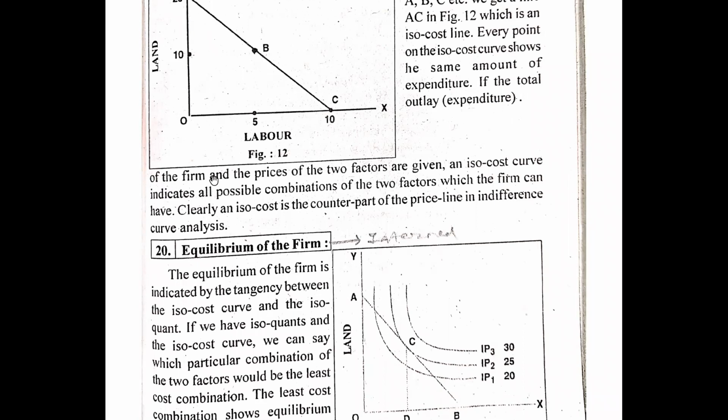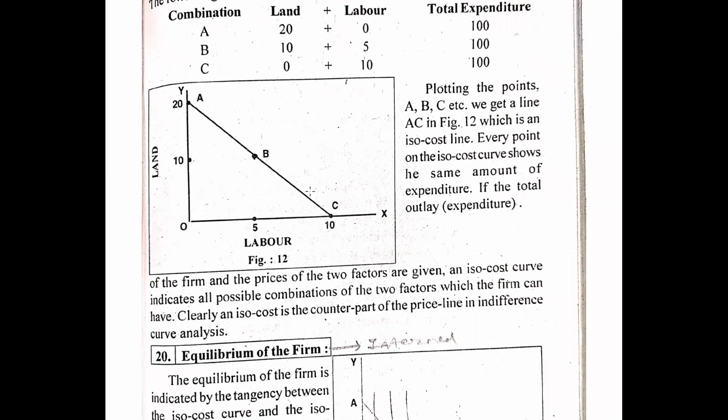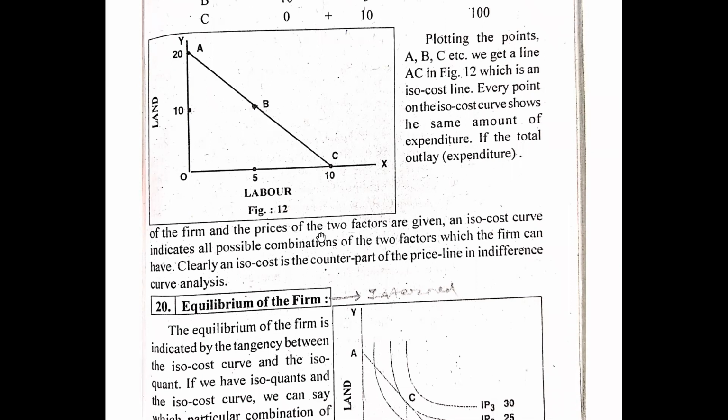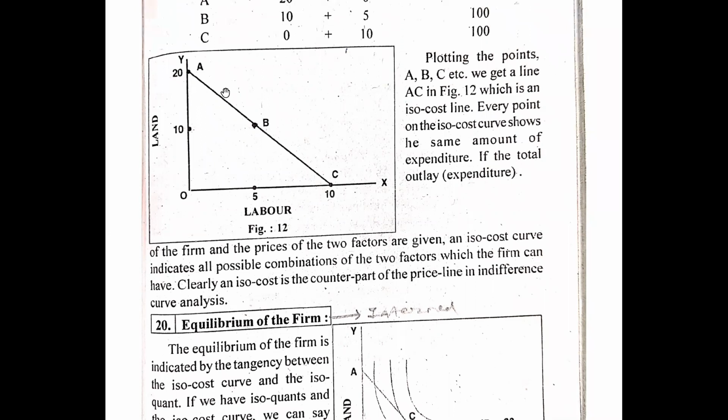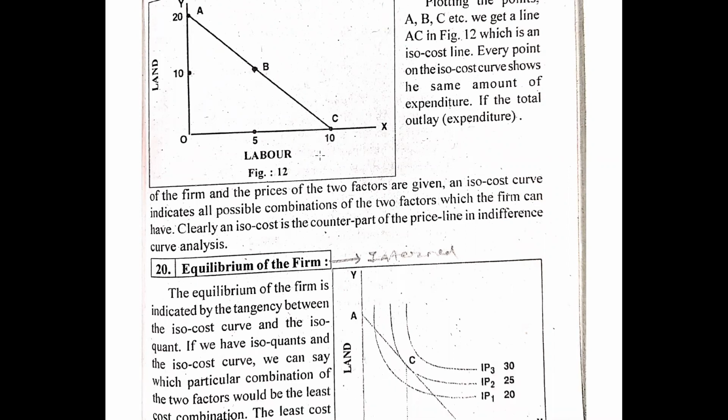Let's read further. Of the firm and the prices of two factors are given. An isocost curve indicates all possible combinations of the two factors which the firm can have. Clearly, an isocost is the counterpart of the price line in indifference curve analysis. So, as you understand this, each point on the isocost line has the same amount of expenditure on production.